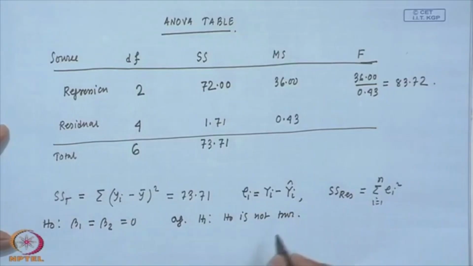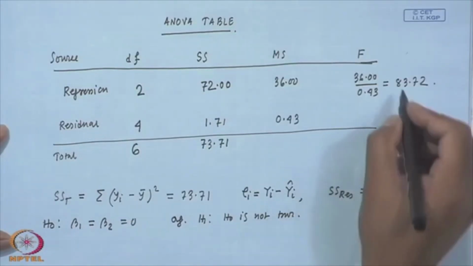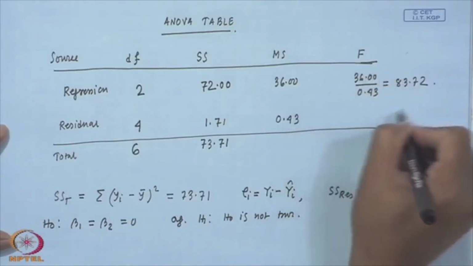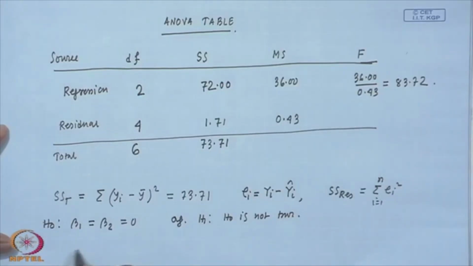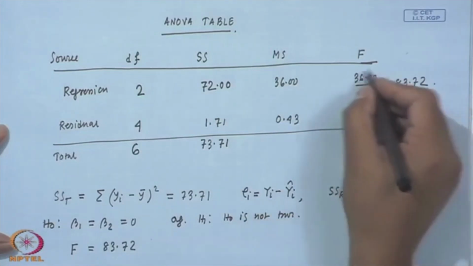Okay. So, how to test this one? This one can be tested using the F statistic given here. So, the observed F value is equal to 83.72, and you compare this value with the tabulated value.